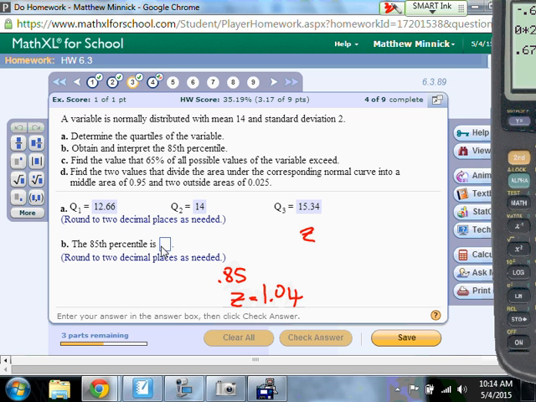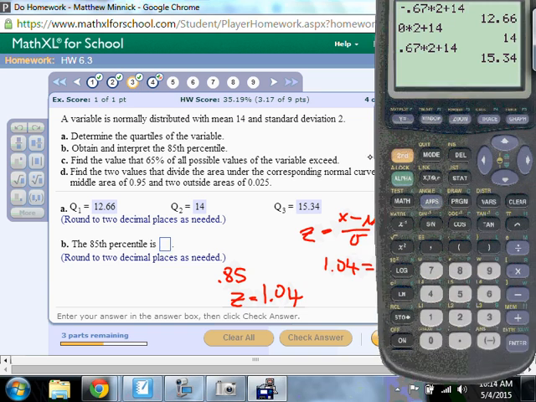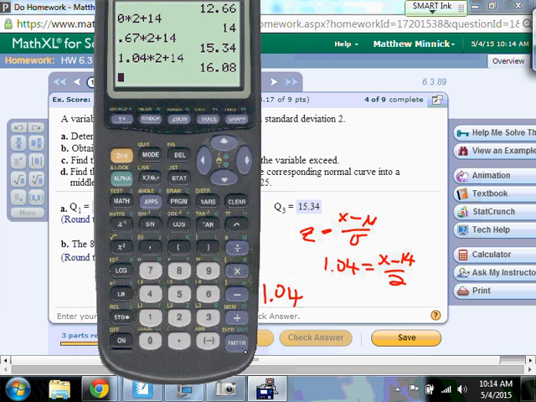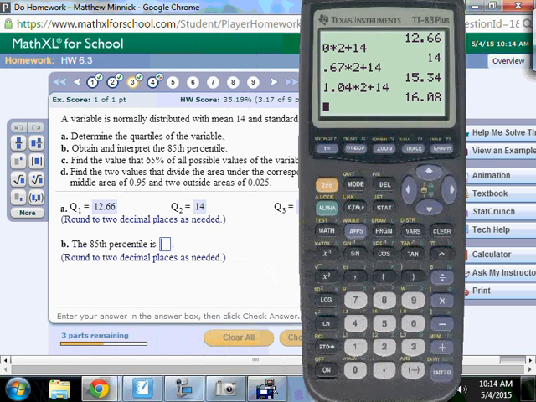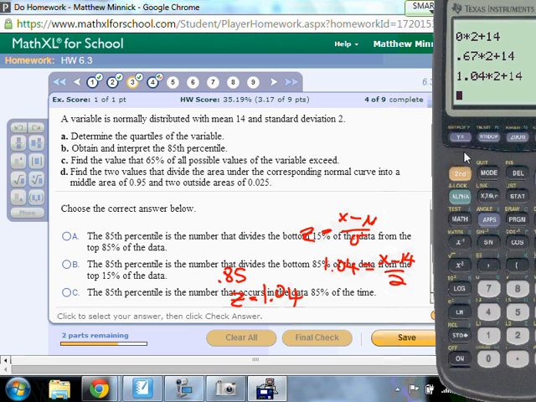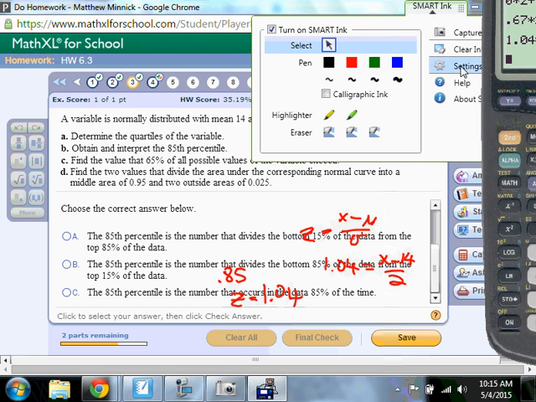So again, z equals x minus mu over sigma. So 1.04 equals x minus 14 over 2. To solve this, I'll take 1.04 times 2 plus 14, and I get 16.08. Okay.